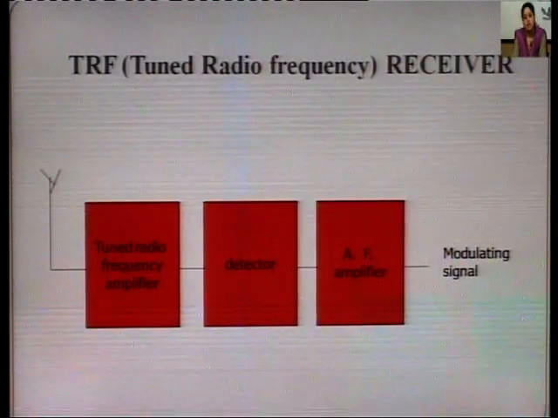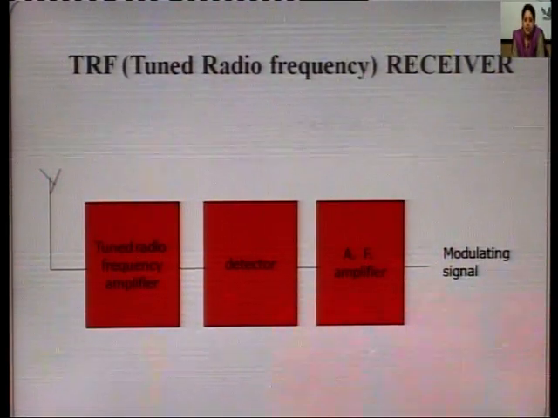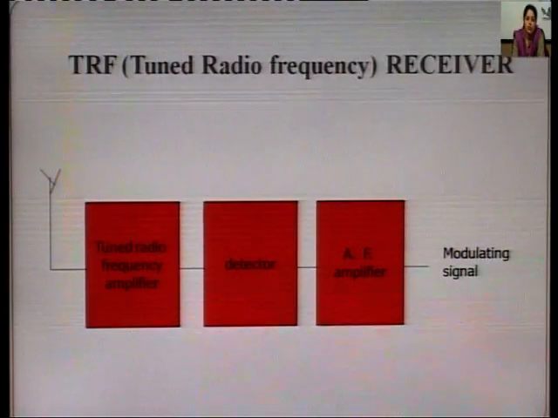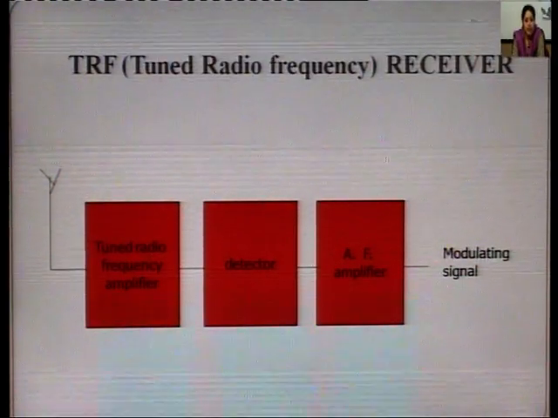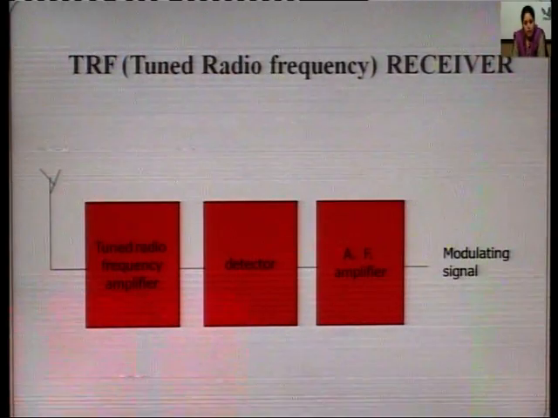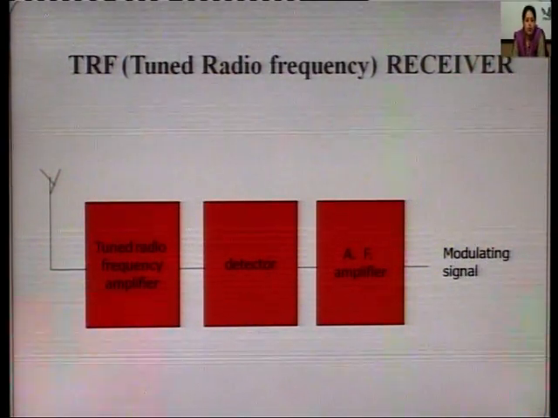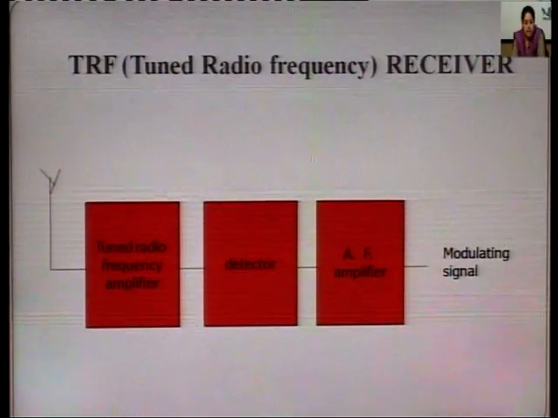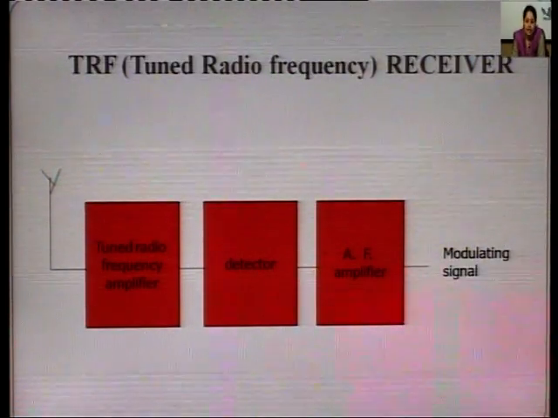Now coming to the details of the tuned radio frequency receiver. As the name indicates, what is a tuned radio frequency receiver? It tunes to a particular frequency, that is, you select one particular frequency and reject all other frequencies or all other signals that are coming into the antenna at the receiving end.